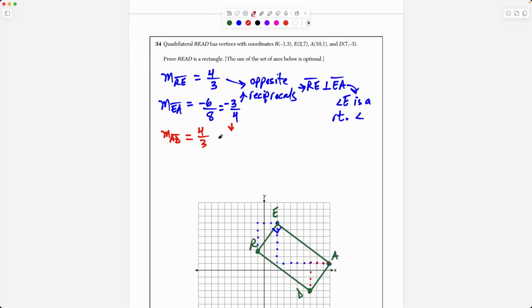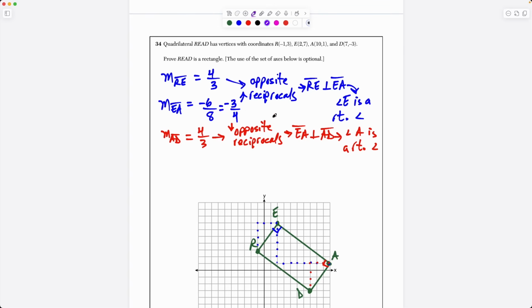But notice these values are also opposite reciprocals. And when your slopes are opposite reciprocals, that tells you that the line segments are perpendicular. So EA is perpendicular to AD. And if EA is perpendicular to AD, that means that angle A is a right angle. Okay, for these types of questions, I like to use the flowchart proofs. I find that it's much easier to organize your information this way.